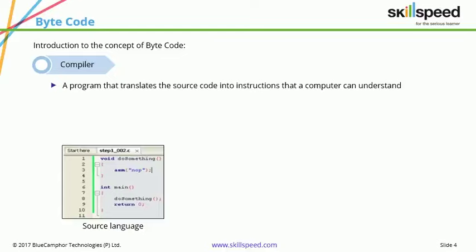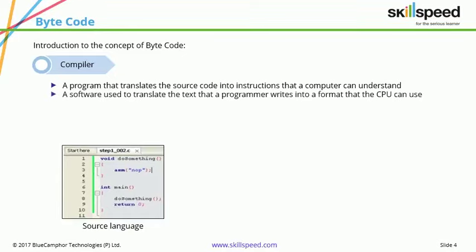That's why I have mentioned here: a program that translates a program written in source code into instructions that a computer can understand is a compiler. Or a compiler is software used to translate the text that a programmer writes into a format that the central processing unit, or the CPU, of a computer can understand.